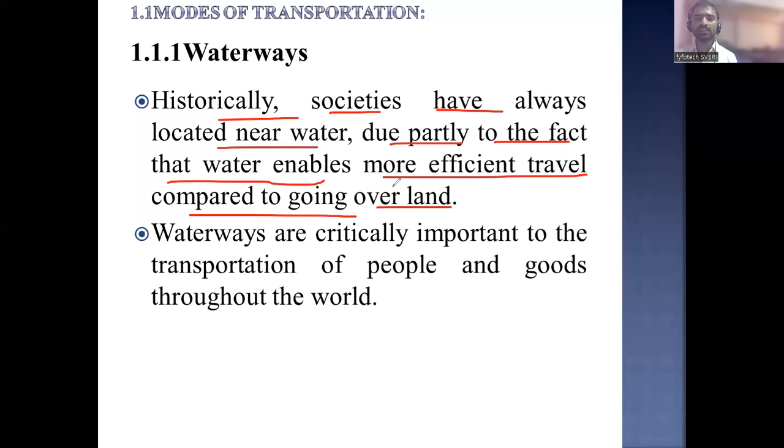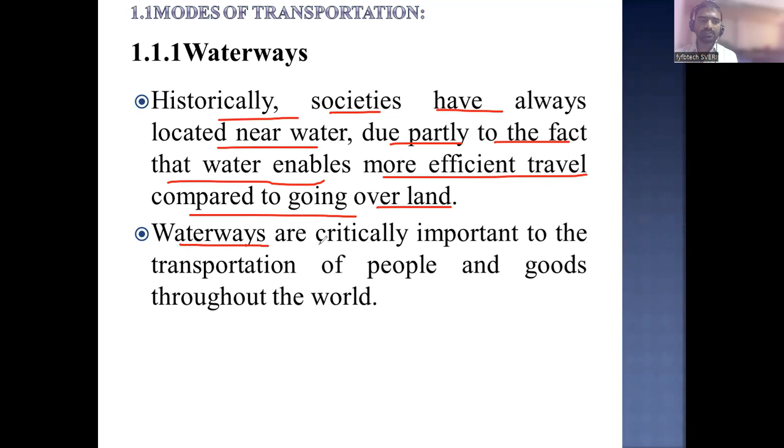It is more efficient than any other ways, because if you want to go by railways, you have to construct rail tracks and also the railway locomotive. If you want to go by roadways, you have to construct the roads and manufacture the vehicles also. Correct? If there is a waterway, you just have to manufacture the ship and boat. So through the boat you can easily go. So which one is more efficient? Waterways are more efficient.